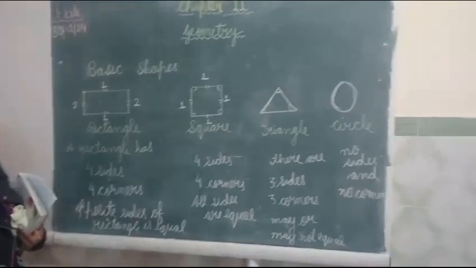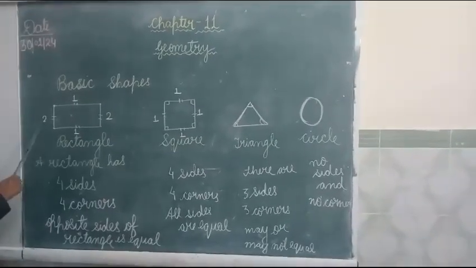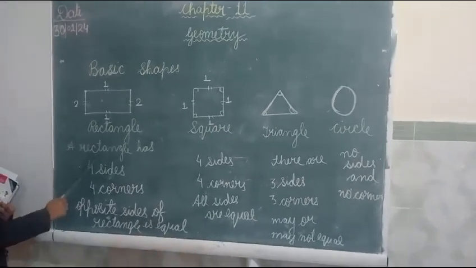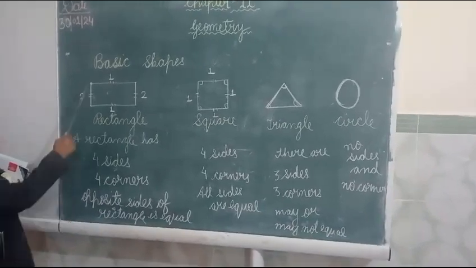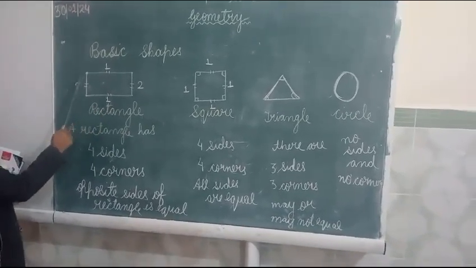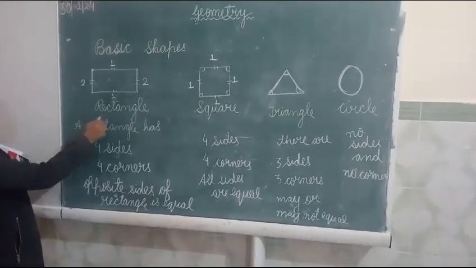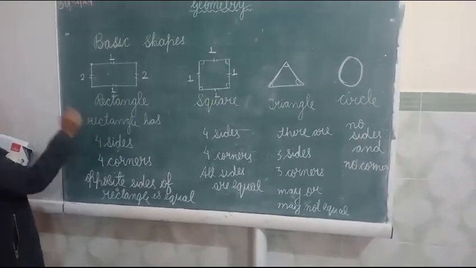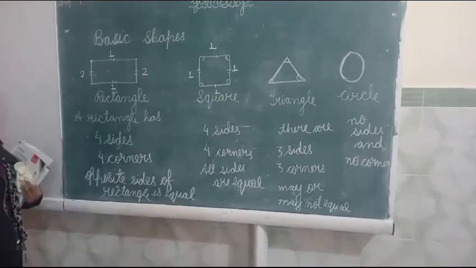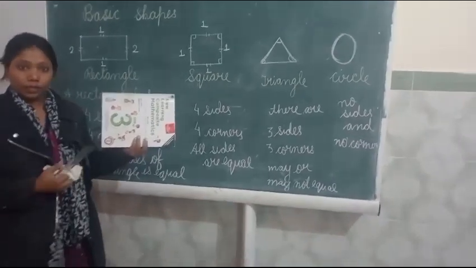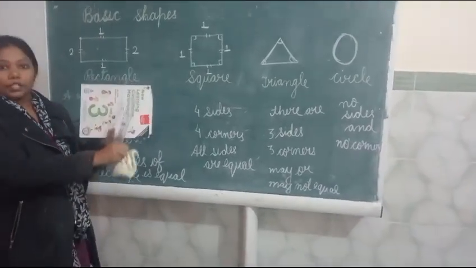I hope you understand all these basic shapes. First, the rectangle. A rectangle has 4 sides. Just look: 1, 2, 3, 4, and 4 corners. The first corner, second corner, third corner and fourth corner. The example of a rectangle is your book. Your book is rectangle shaped.